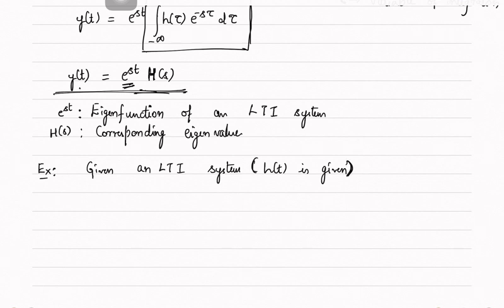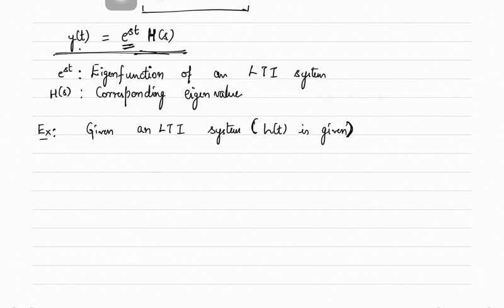Now what I am going to do is feed an input x of t, which is some a1 times e power s1 t. s1 can be anything, it might be a complex number or a purely real number, it doesn't matter. Plus a2 times e power s2 t, plus a3 times e power s3 t. Now my job is to find y of t, the output of this LTI system.